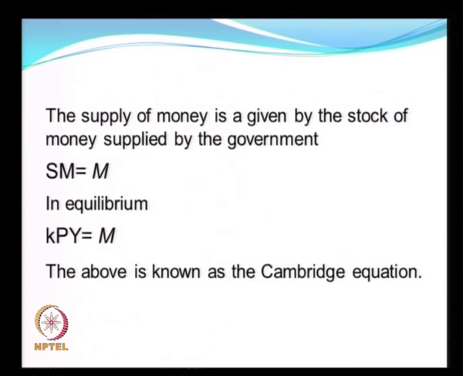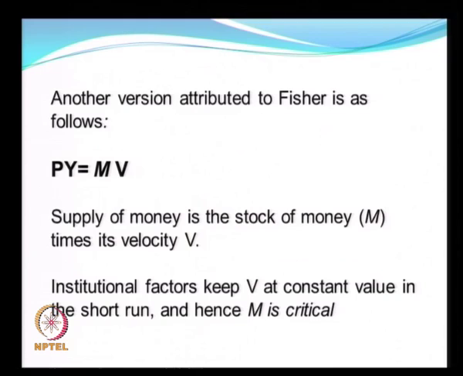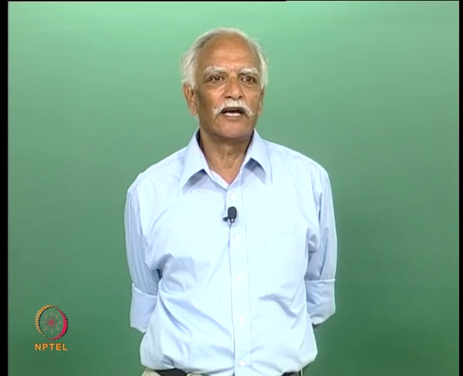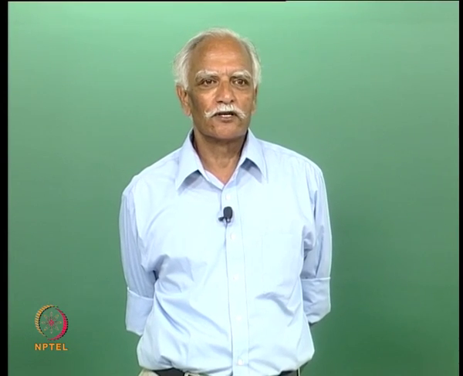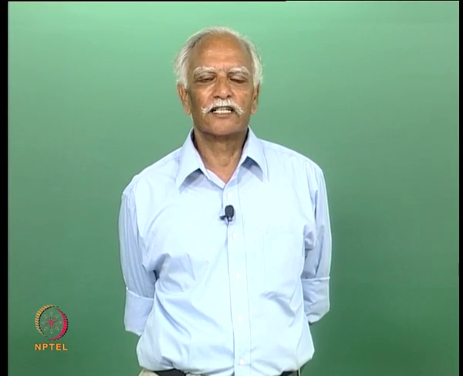The other version of this, which is a variation, is known as the Fisherian version, attributable to Irving Fisher, the American economist, where the total national income, nominal national income, which is the price times the total real output in the economy, P times Y, is considered equal to the total stock of money in the economy, M, doing the rounds while transacting business in the economy.